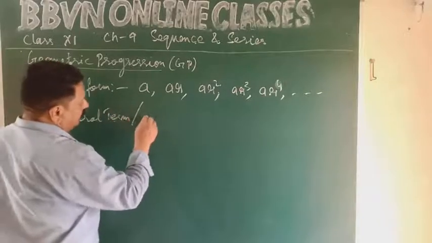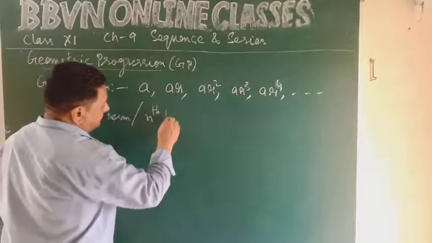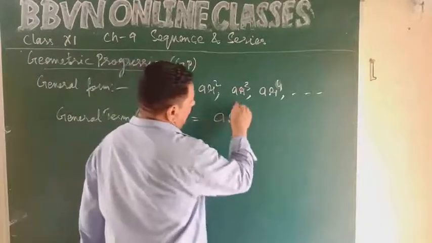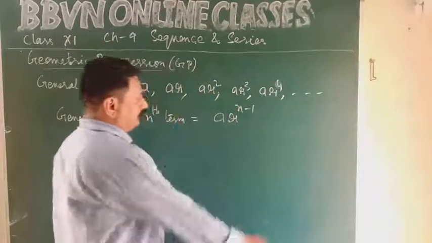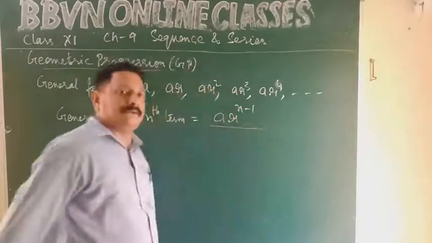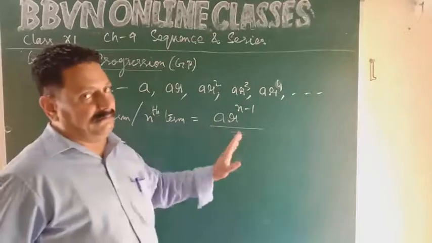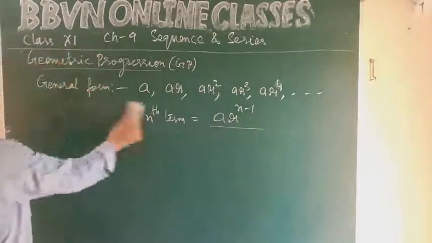So the general term, or you can say nth term of a GP will be A into R to the power n minus 1. This is the general term of a GP. Right? A into R to the power n minus 1. Let us understand it.